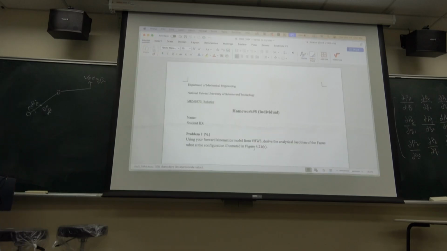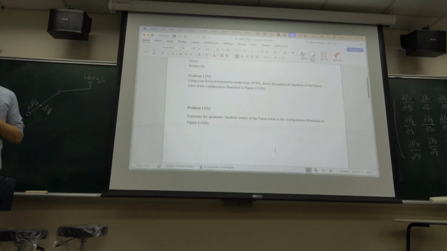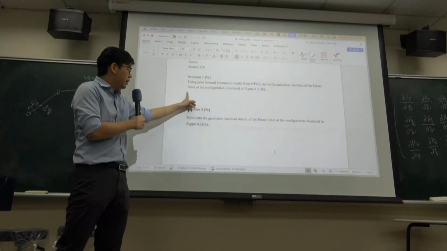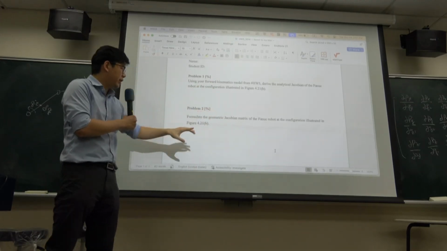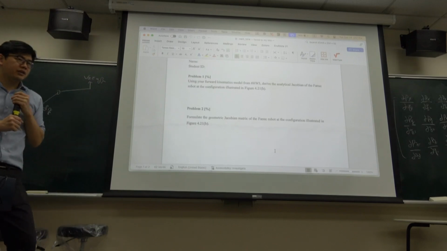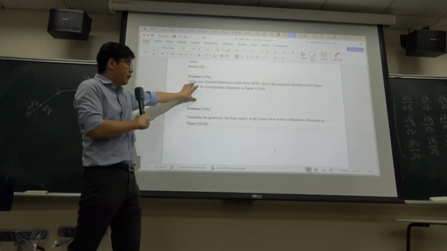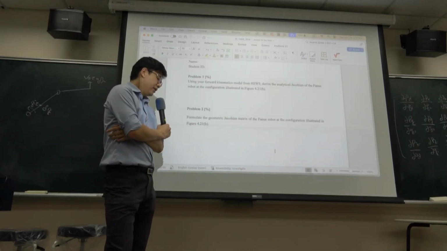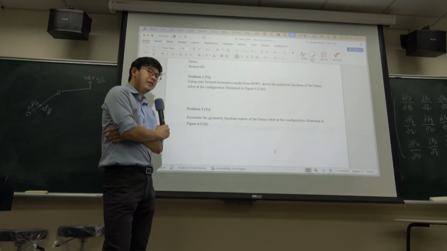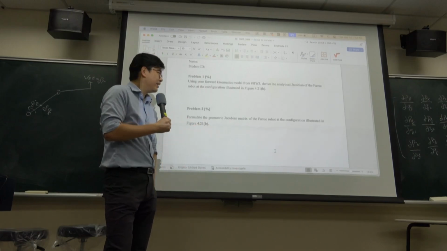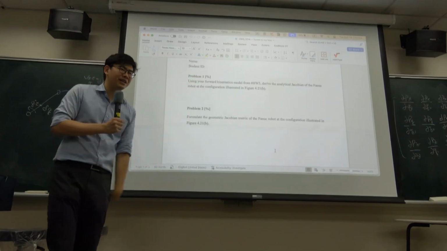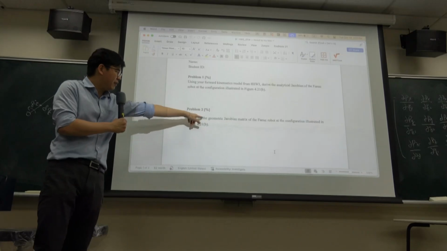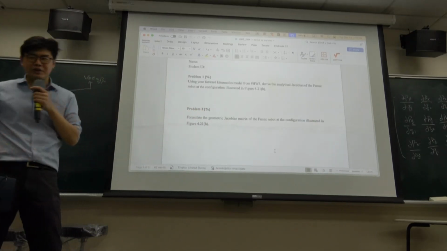And for homework today, it's very easy. You just derive the analytical Jacobian and also formulate the geometric Jacobian of the robot. So this is just the time derivative of your forward kinematics. Wait a minute. The forward kinematics is very long. Or maybe we can just cancel this one. Okay, never mind. We don't have homework today.